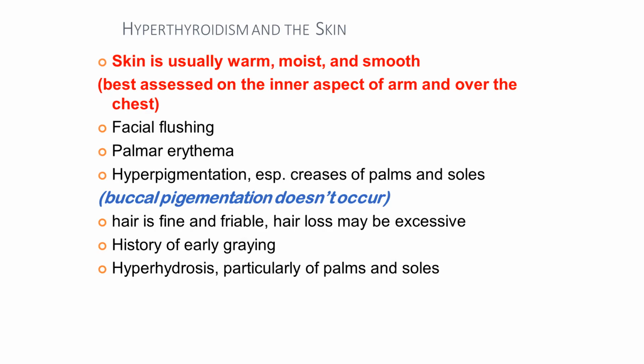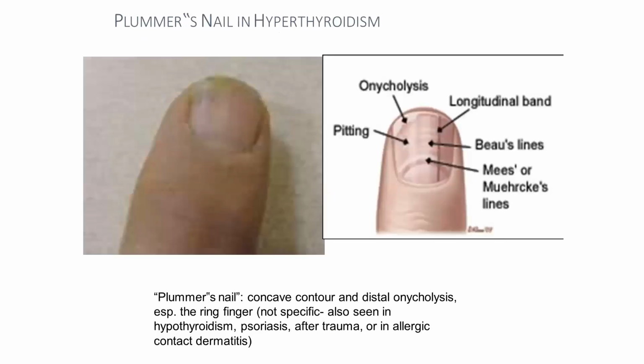Then hair is fine, friable, and hair loss may be excessive. History of early graying, hyperhidrosis, particularly of palms and soles. Plummer's nail in hyperthyroidism: you can see a concave contour and distal onycholysis, especially on the ring finger. It's non-specific, and may also be seen in hypothyroidism, in psoriasis, after trauma, and in allergic contact dermatitis.